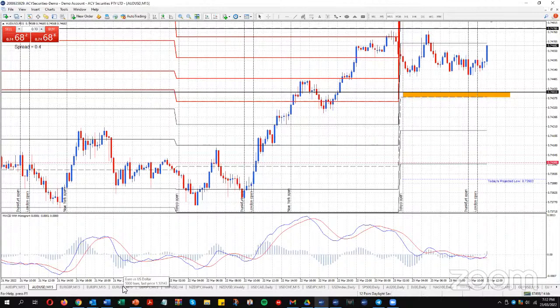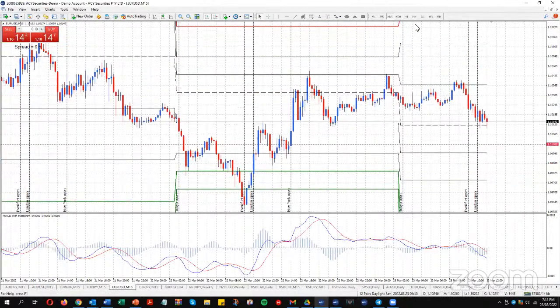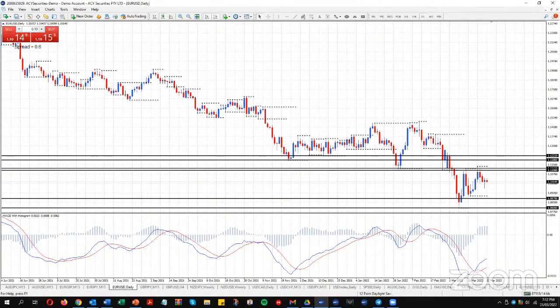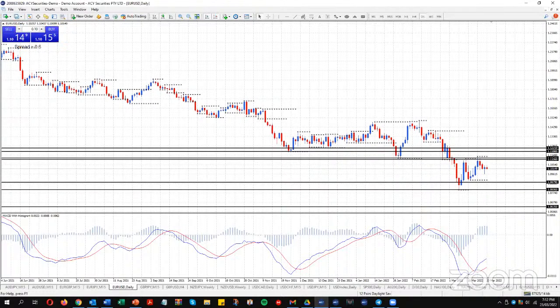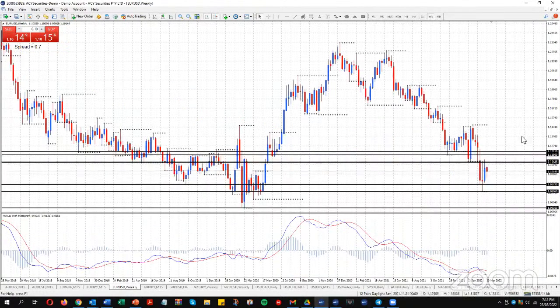I'm going to move now to the euro dollar. So I'll cover the dollar pairs first, and we'll get to the yen pairs a bit later. So to the day chart, and the levels I've got drawn in, I've got monthly and weekly levels drawn in here. Might go to the weekly chart.